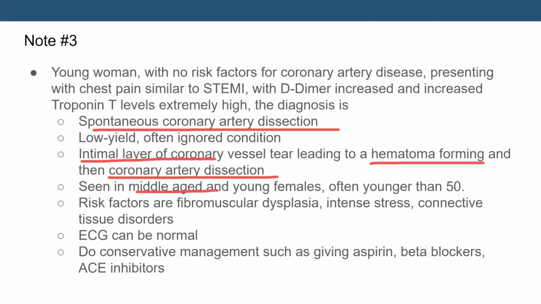This is seen in middle-aged and young females. They are often younger than 50, and the risk factors are connective tissue diseases, fibromuscular dysplasia, and intense stress. The ECG could be abnormal, it could also be normal. So you shouldn't rule out this condition with the ECG being normal. And the treatment, shockingly, is conservative. You don't do anything. You just treat it, give it maybe aspirin, beta blockers, ACE inhibitors. It will go away on its own. You don't need to do anything.